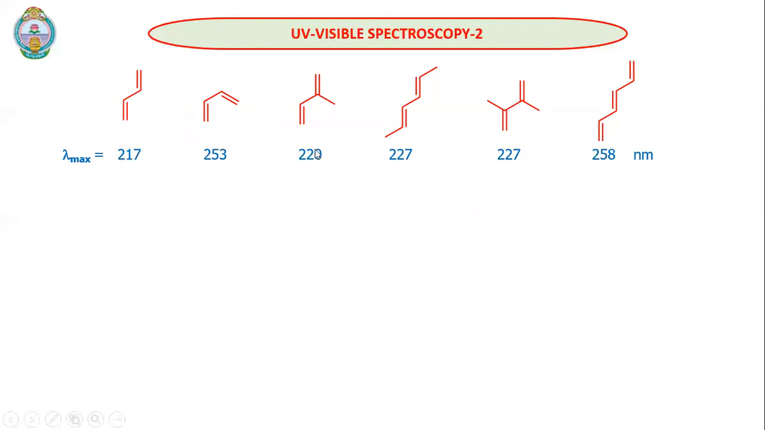Because we have one alkyl substituent, it is 217 plus 5, so it is around 220. We have two substituents here, 217 plus 10, 227. Again, two substituents, and this is hexatriene, 258 nanometers.